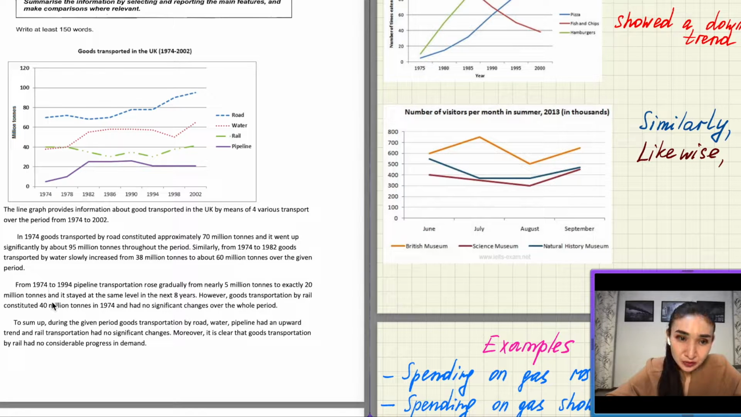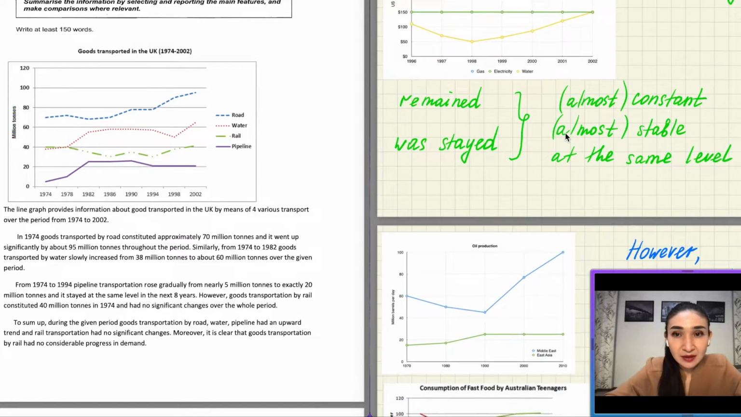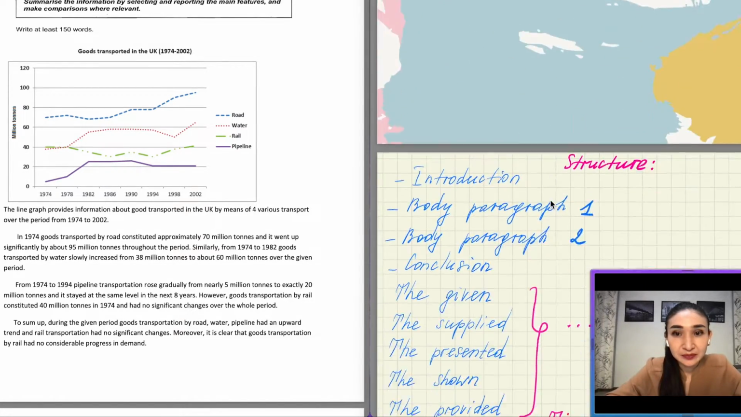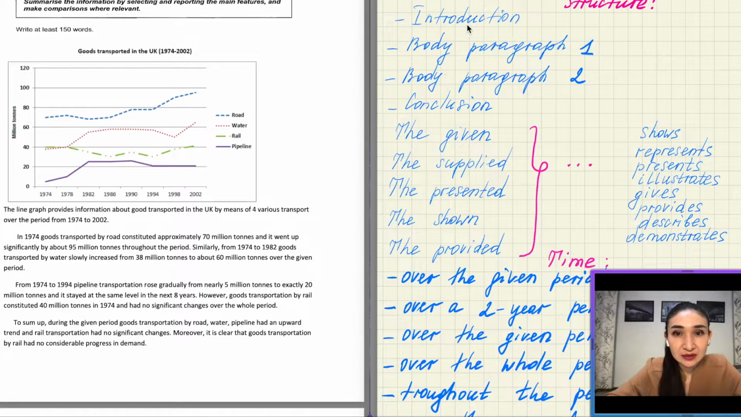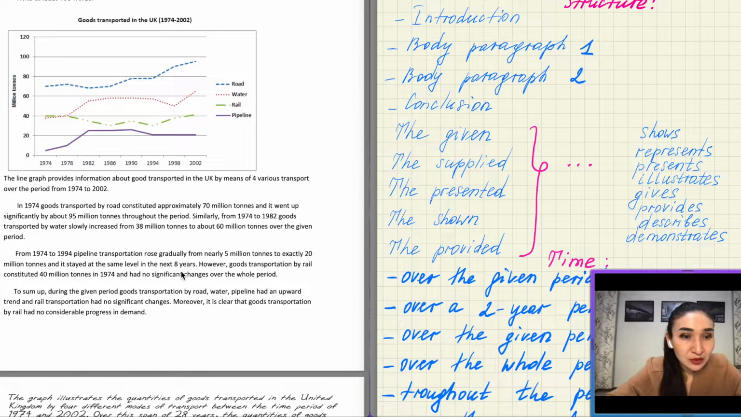In body paragraph 2, we have the 2 remaining modes of transport, so we're going to talk about them. This is basically our body paragraph 2 here. As you can see, the introduction we already wrote. Before it was body paragraph 1, here it's going to be body paragraph 2. From 1974 to 1994, pipeline transportation rose gradually from nearly 5 million tons to exactly 20 million tons, and it stayed at the same level in the next 8 years. So I decided to write about pipeline.